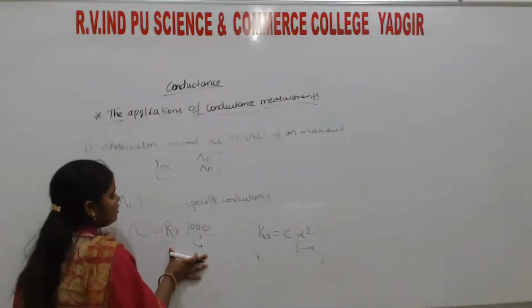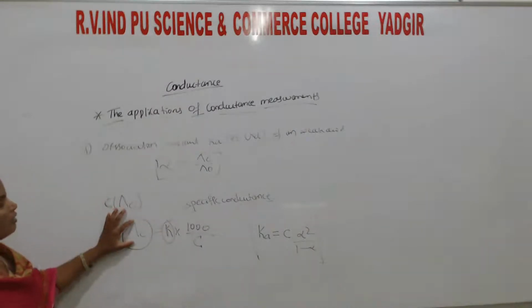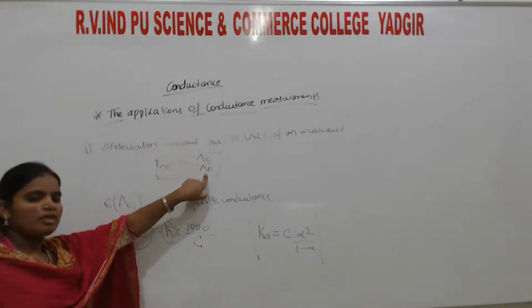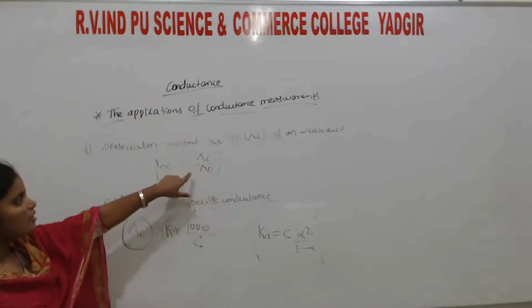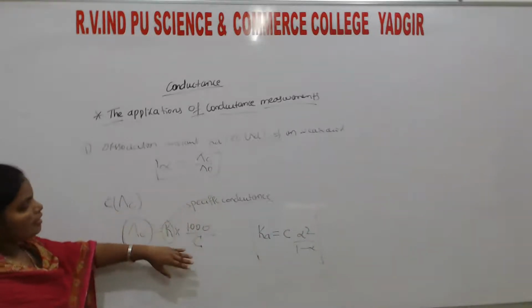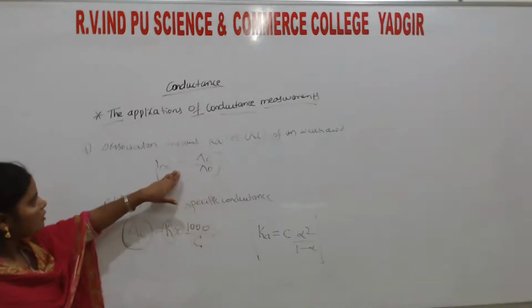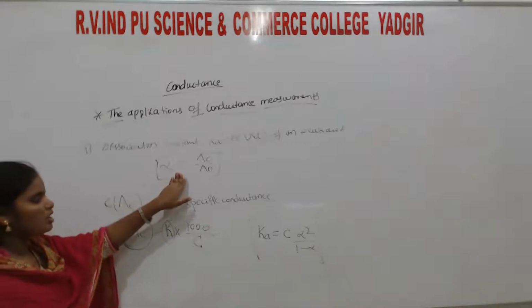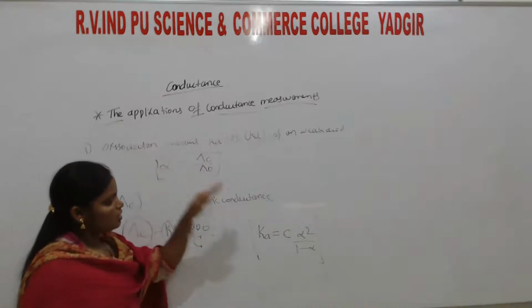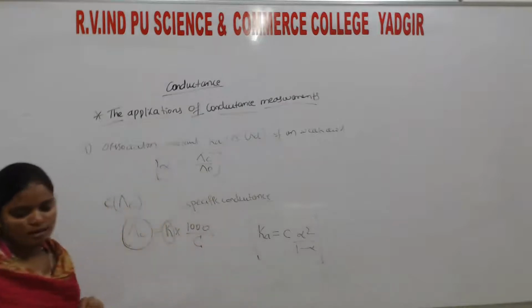When you calculate this value, you get the equivalent conductance at concentration C, and you put this value in the formula alpha is equal to lambda c divided by lambda naught. At infinite dilution, lambda naught is 390. Dividing by 390 you get the degree of dissociation. Then you can easily calculate the dissociation constant, K is equal to C alpha square divided by 1 minus alpha.